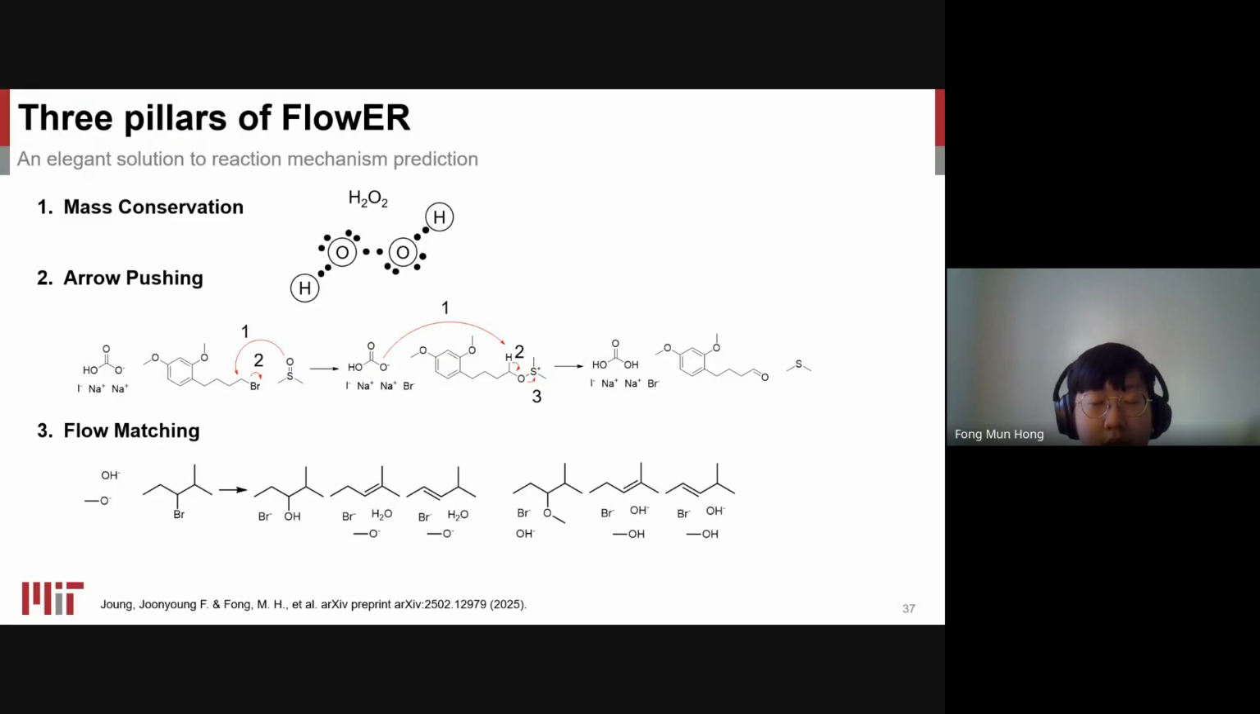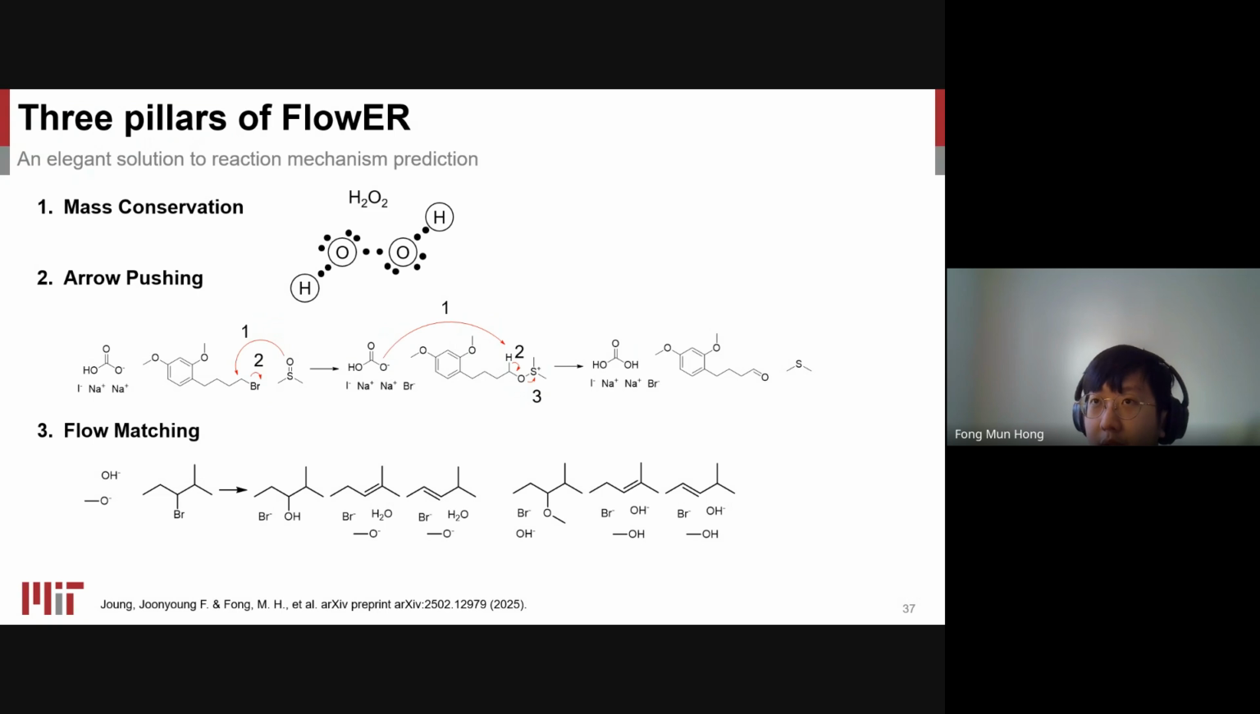Cool. All right. So with that in mind, let's summarize the three pillars for FLOWER. There is the mass conservation that we did, and then there's the arrow pushing, where both tackled through the representation of the bond electron matrix. And then for the final problem, the one-to-many mapping, we use flow matching to tackle the problem.